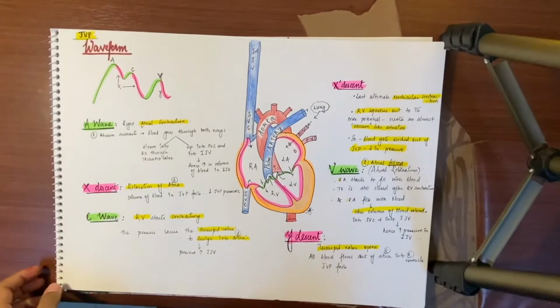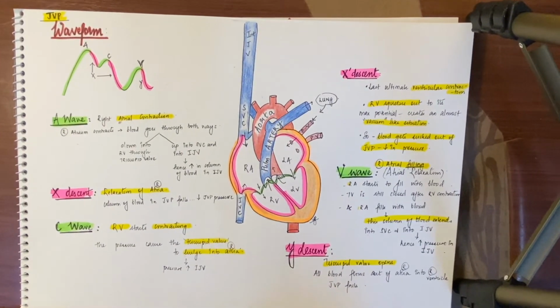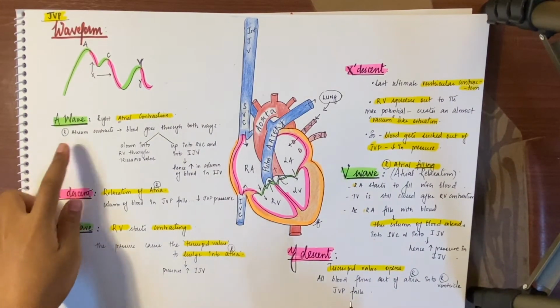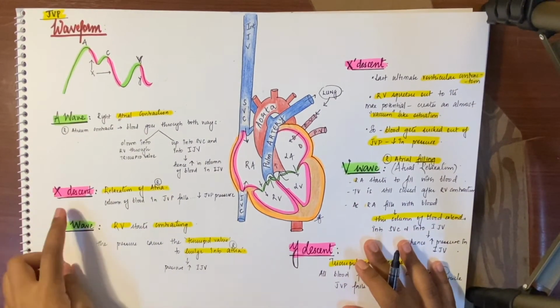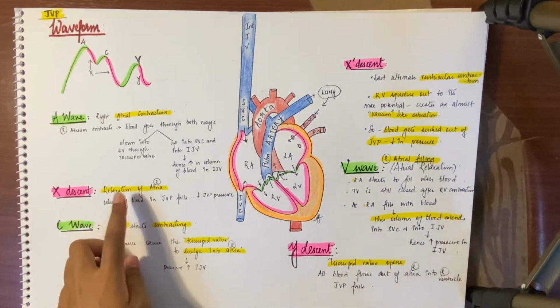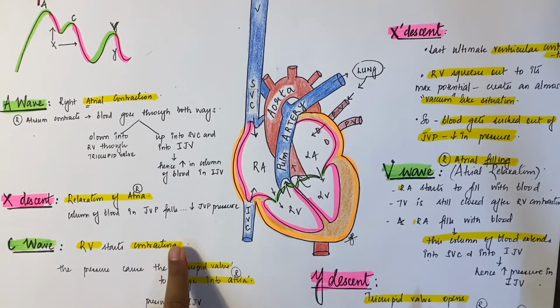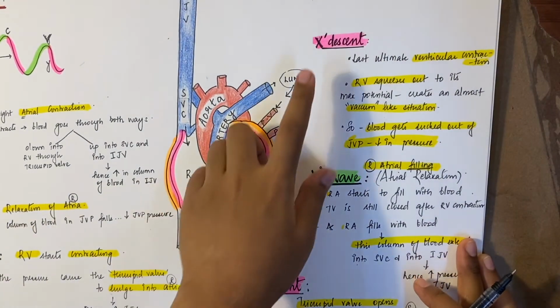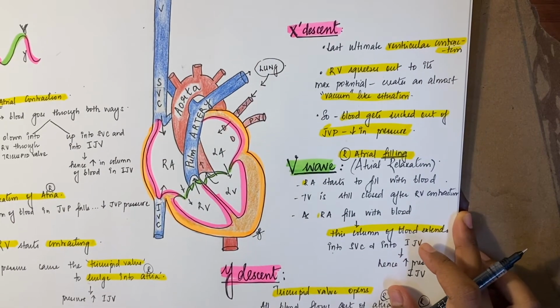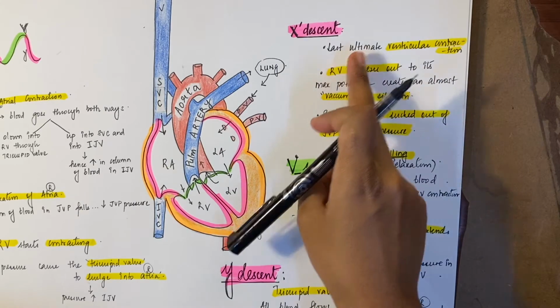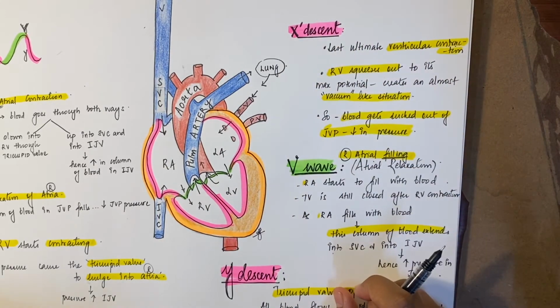And then the cycle is repeated. We are back to the A wave where the atria contracts. So in summary, A wave happens when there is atrial contraction. X descent happens when there is atrial relaxation. C wave happens when there's right ventricular contraction causing the tricuspid valve to bulge into the atria. X descent, that's the second X descent, happens when there is a right ventricular contraction. It's the final part of the systolic function of the right ventricle.